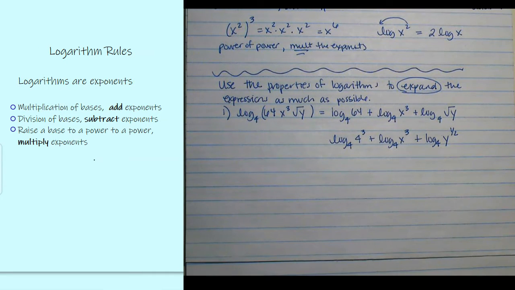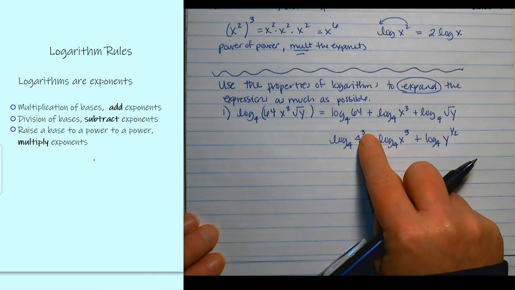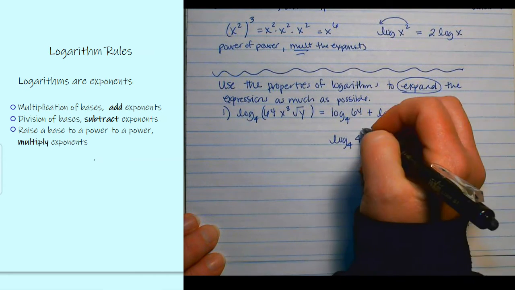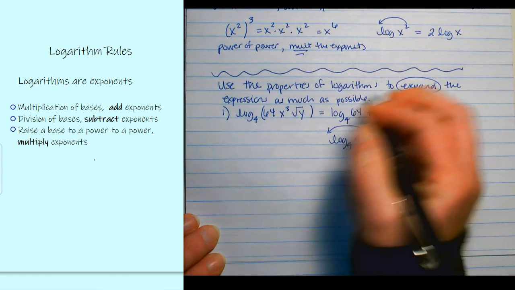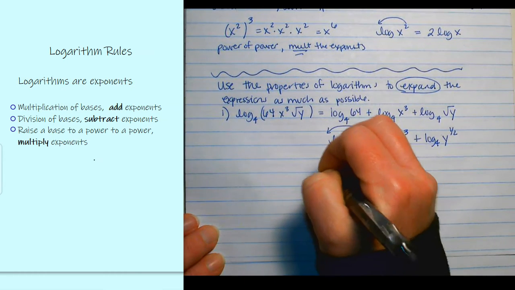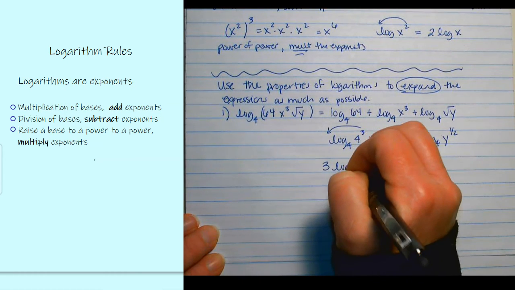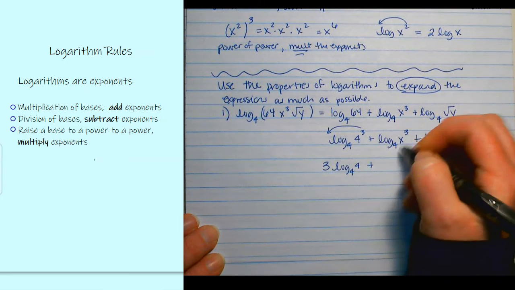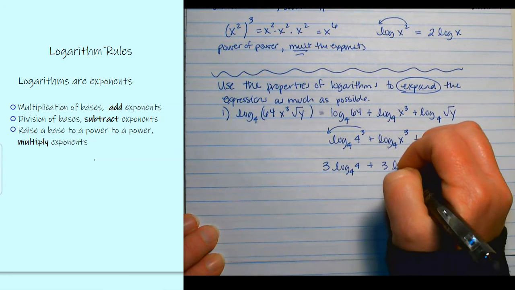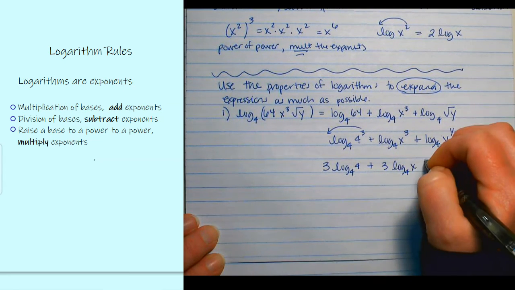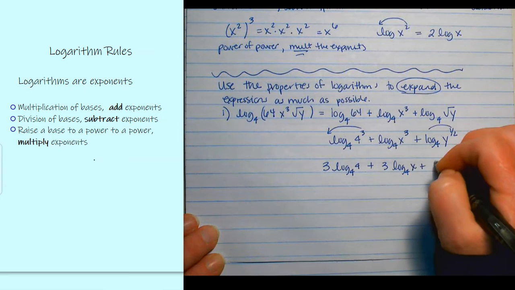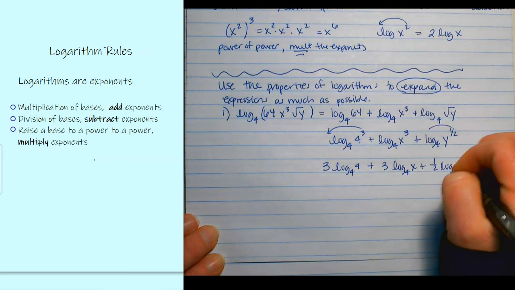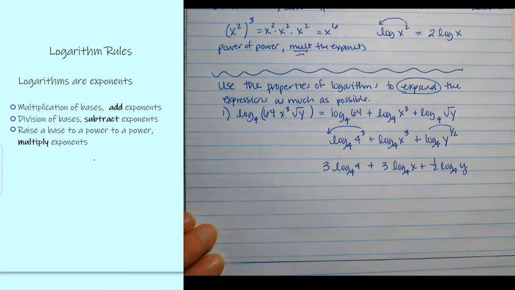Now I have an argument that has an exponent. So we're going to take that, and this is the power of a power rule. We're going to take this as multiplication and put it in the front as the new coefficient. So I've got 3 log base 4 of 4 plus, same thing here, 3 log base 4 of x plus, this one's a half, 1/2 log base 4 of y.